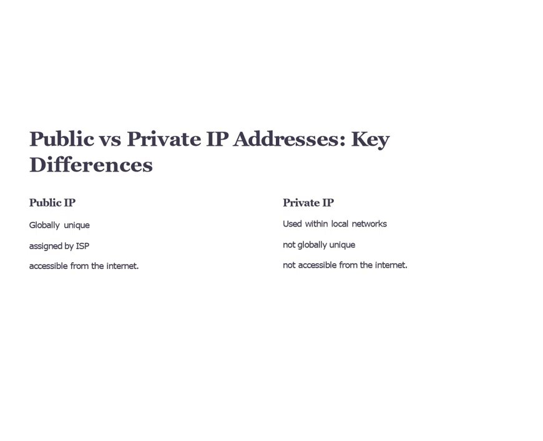Then come the differences between public and private IP addresses. The key differences are: public IP addresses are globally unique. Private IP addresses are not globally unique. Public IP addresses are assigned by ISP. Private IP addresses are used within a local network. Public IP addresses can be accessed from the internet. Private IP addresses cannot be accessed from the internet.